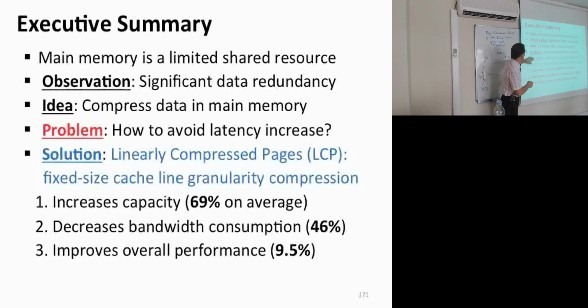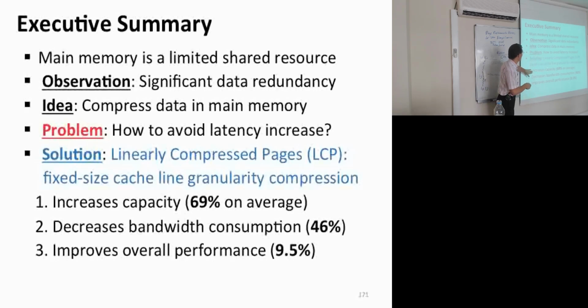So the solution I'll propose, again, this is work by my student Gennady, is linearly compressed pages. Basically, the idea is keep the granularity of compression at fixed sizes. Don't have variable size compression, because if you have variable length compression, it's going to be very hard to figure out the address of a location. And that's the simple idea. I think I can stop here maybe for this work. But I'll give you just a little bit more.